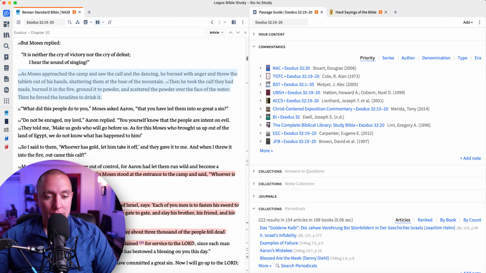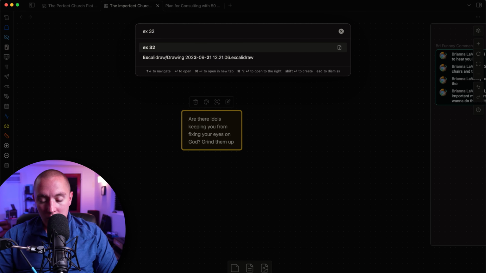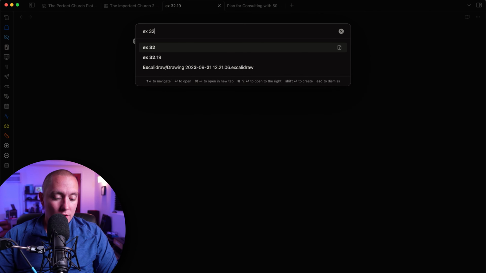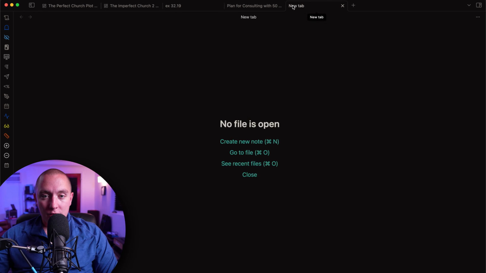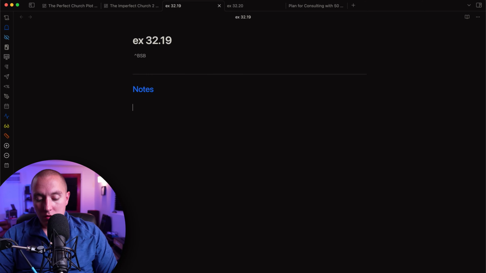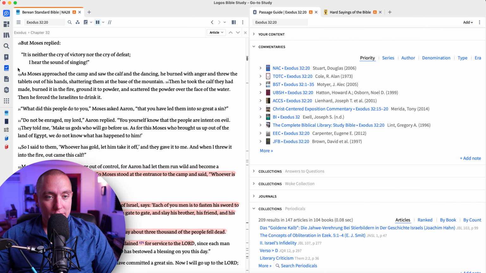So let's create those scripture tags in Obsidian. Exodus 32:19 will be one, and we'll also create Exodus 32:20. Whoops. Sometimes it opens up another one. We'll create a new note, Exodus 32:20. Okay, so let's work on this. We got our Bible tag. We are using the BSB translation, which is a translation that I like.